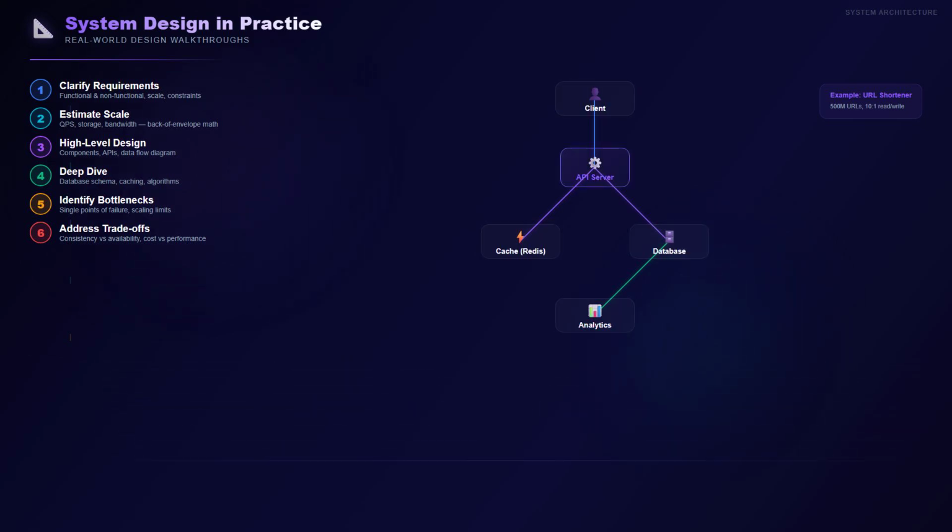Step 4. Deep dive into critical components. Design the database schema. Choose your caching strategy. Define the data partitioning approach. Pick the most challenging component and go deep.